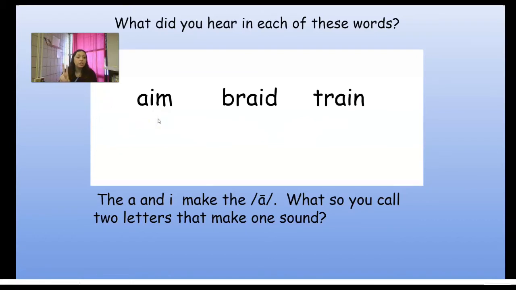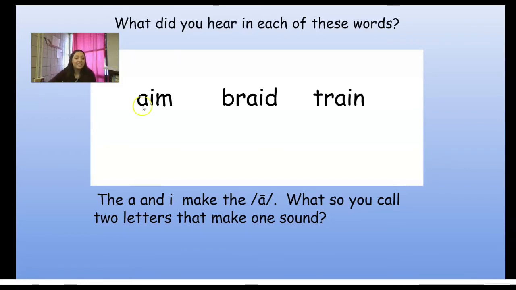Remember we say when two vowels go a-walkin', the first one does the talkin'. So the first one says its name and you don't hear the I. You just hear A when we see AI together. So it takes the A and the I to make that long A sound. So what do you call it when two letters make one sound? That's right, we call it a digraph.